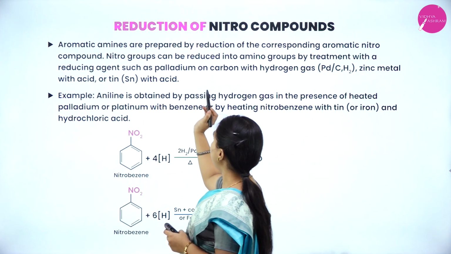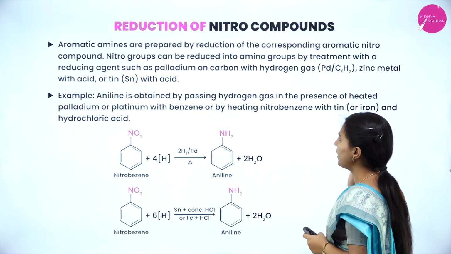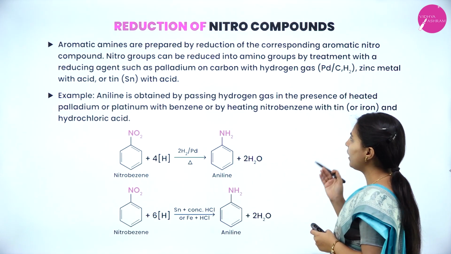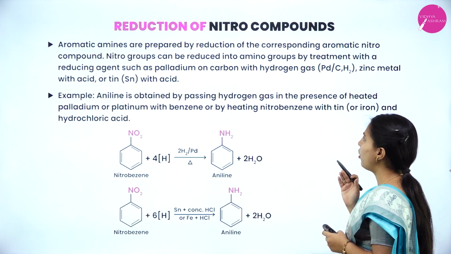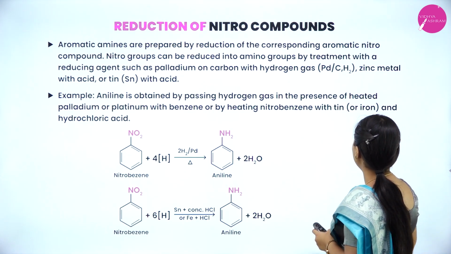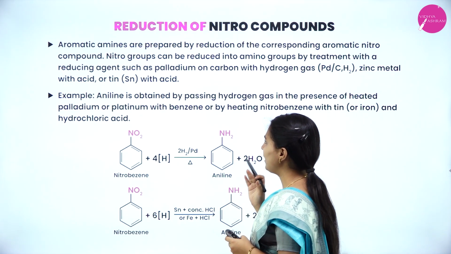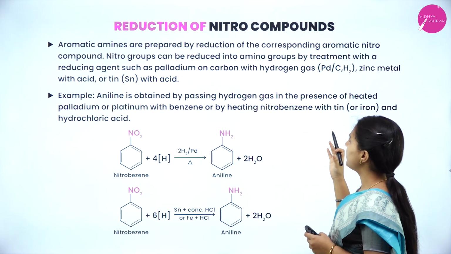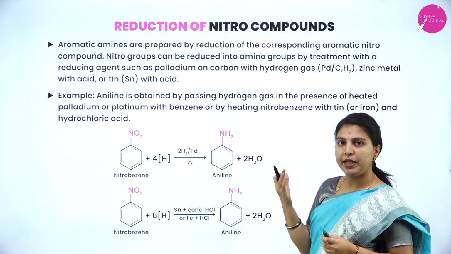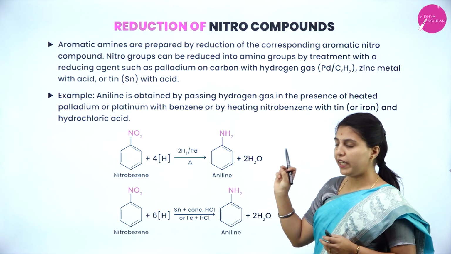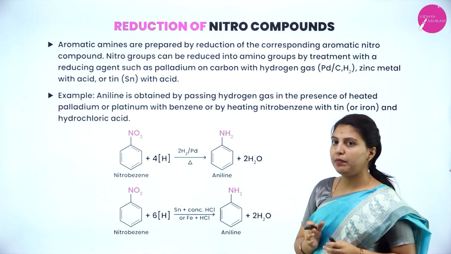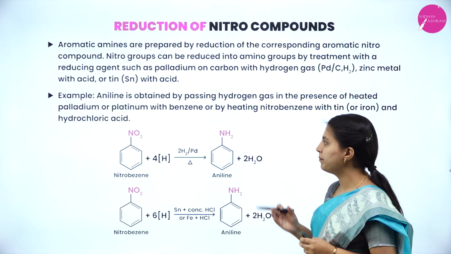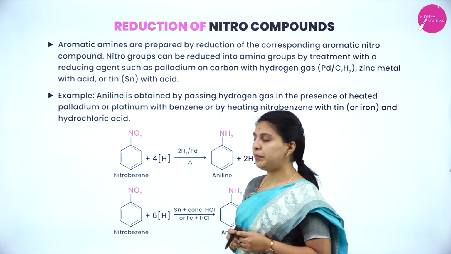Aromatic amines are prepared by reduction of the corresponding aromatic nitro compound. Nitro groups can be reduced into amino groups by treating with a reducing agent such as palladium on carbon with hydrogen gas, zinc metal with acid or tin with acid. If we reduce the nitro compounds, aromatic amines can be prepared by using reducing agents such as palladium on carbon or tin.